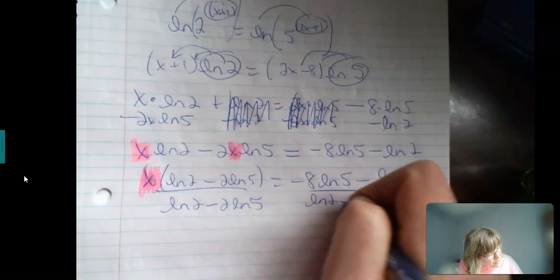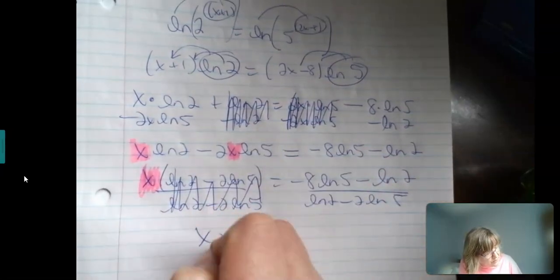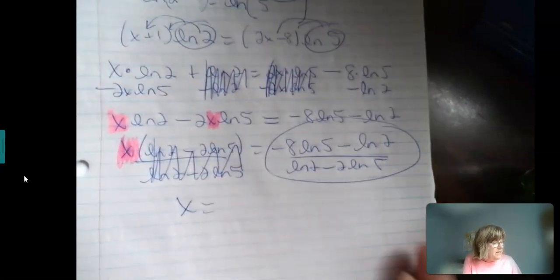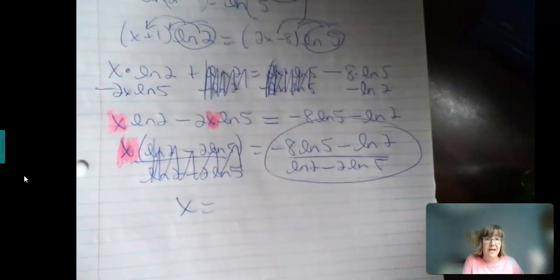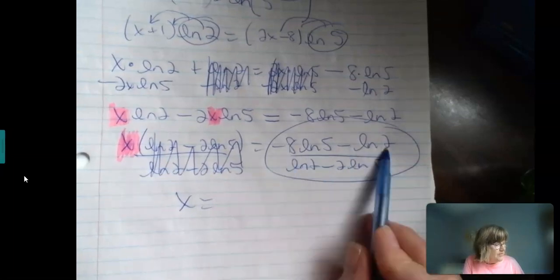And ln of 2 minus that. These cancel, x equals that answer. Now, it's possible that you might be on MyMathLab, and they might have a different answer, and you're like, how did they get that? Or Newton. Do you see how these both have a negative?